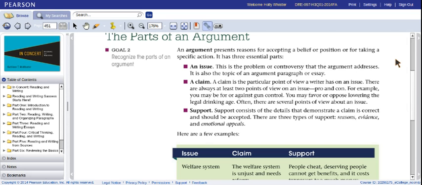And then the last thing is the support, and that's the type of details that you use to persuade the reader, or make the reader buy into your claim. And it's the same sort of evidence that we've talked about: reasons, evidence.